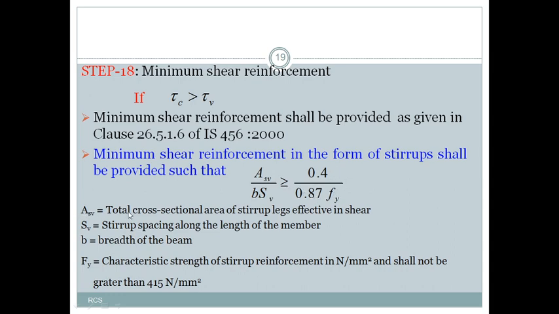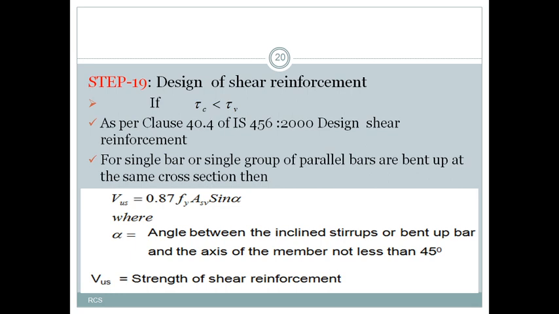Here ASV is the total cross-sectional area of stirrup legs effective in shear, SV is the spacing between the stirrups, B is the width of the beam, and Fy is the characteristic strength of the steel. Right. Then step number 19, design of shear reinforcement.